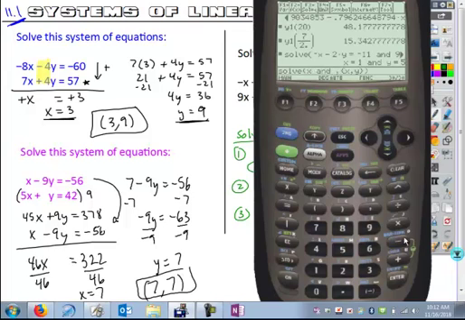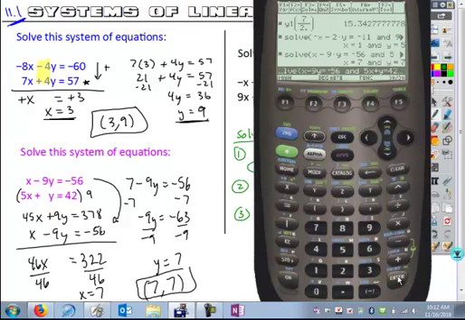So here if I get x minus 9y equals negative 56, scroll over, and then 5x plus y equals 42, hit enter, and it should verify my answer, which it does. We had it correct for 7 and 7.